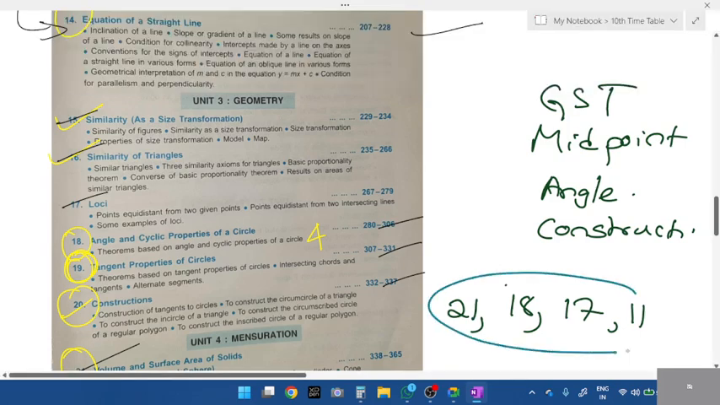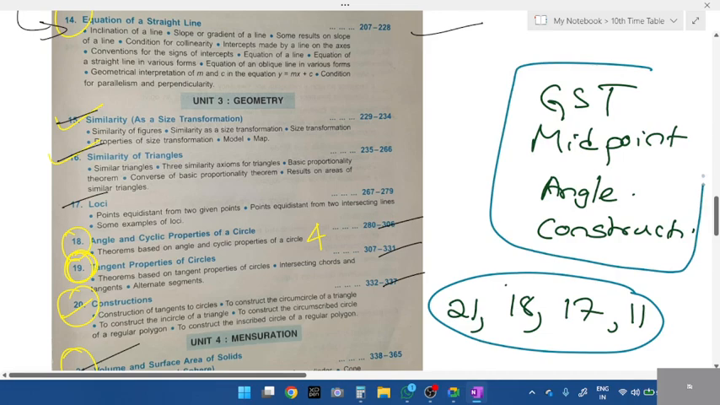See these four, and within 1 week or 10 days, I'll complete. Before Jan, portions will be done, including revision. It will be done Jan first to Feb. By Jan, it will get over. Feb first 2 weeks, I'll make you all solve test papers, 5 or 10 question papers. So now these things are left for revision: GST, midpoint, angle and cyclic property, construction.